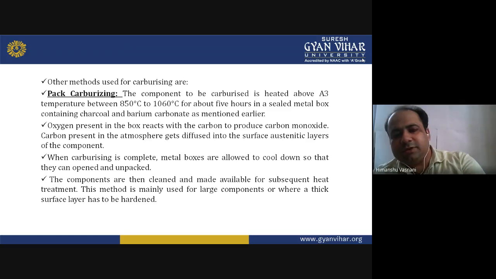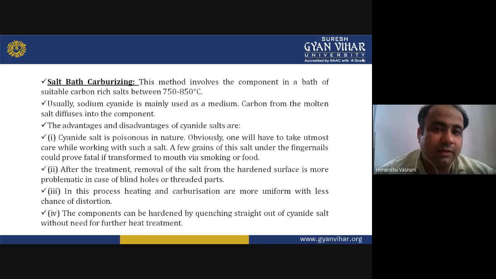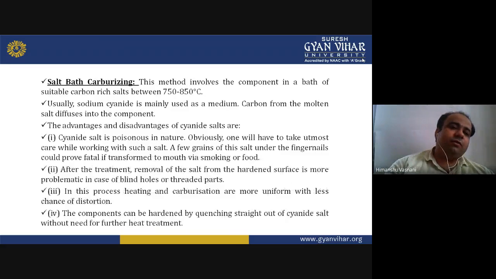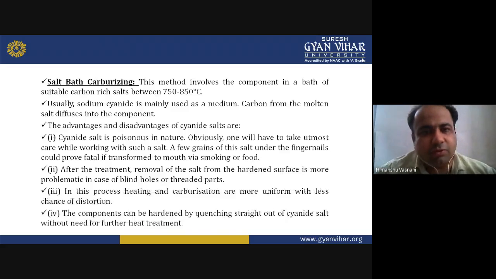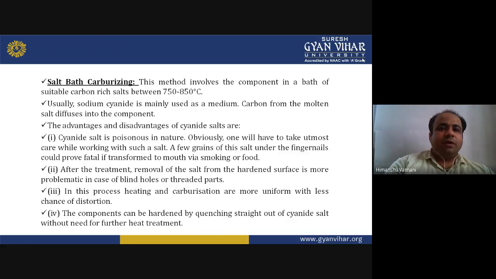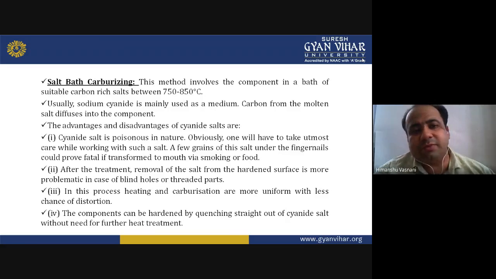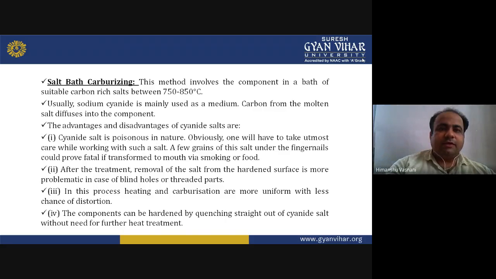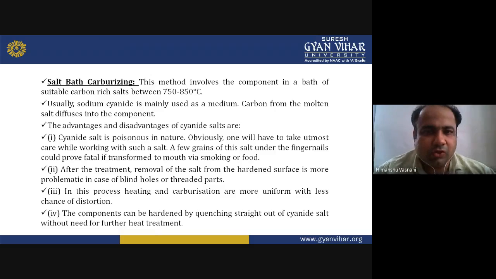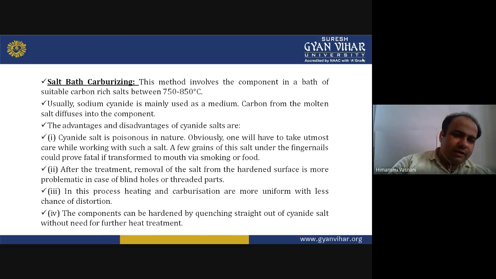Okay, so this kind of process is applicable to that. Then salt bath carburizing. This method involves the component in a bath of suitable carbon-rich salt between 750 and 850 degrees centigrade. Usually sodium cyanide is mainly used as a medium, and the carbon from this molten salt diffuses into the component. The purpose is hardening.